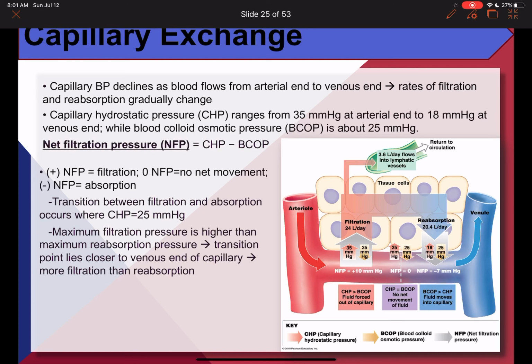Okay, all right, let me come back. So this is what I was getting at here, where I talked about if we have somewhere down the middle where you have CHP equal to 25 mmHg, you have no net gain in movement of fluid. So after we calculate all that, now we understand why filtration happens at the arterial end and why reabsorption happens at the venous end.